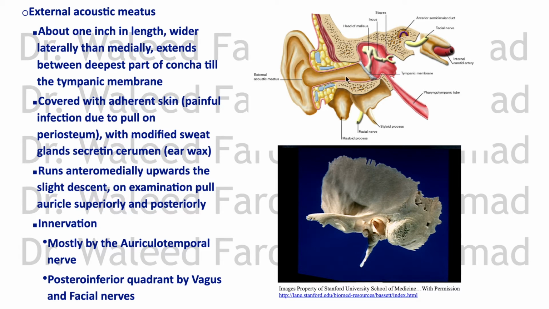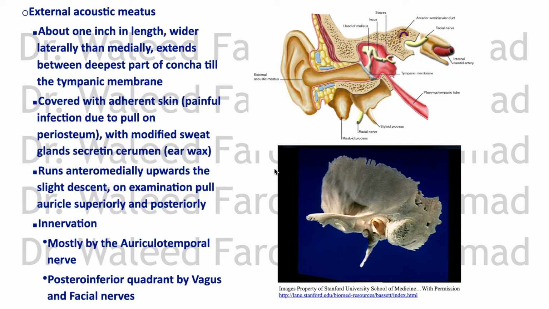The nerve supply of the canal: see, this is the bony part of the canal, formed in the anterior and inferior parts by the tympanic plate of the temporal bone, the rest by the temporal bone. See that this is the antero-inferior wall of the bony part. It's supplied by the auriculotemporal nerve, while the posterior-inferior quadrant is supplied by branches of the vagus and the facial, but mostly taken up by the auriculotemporal nerve.